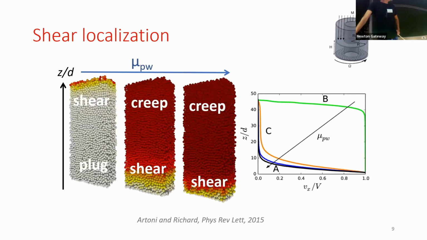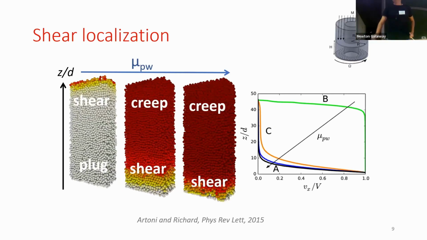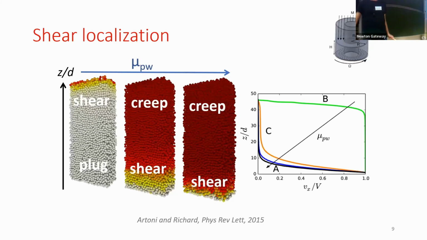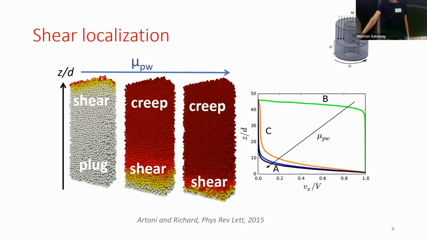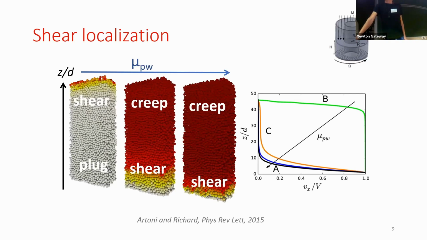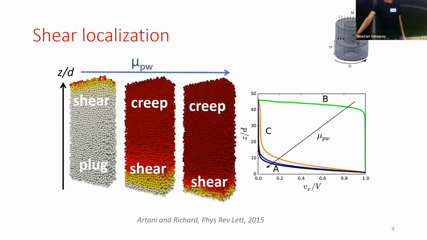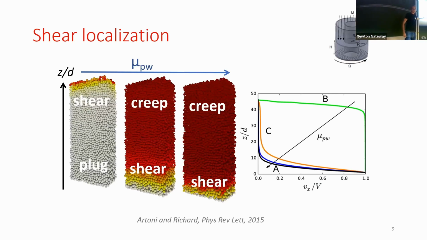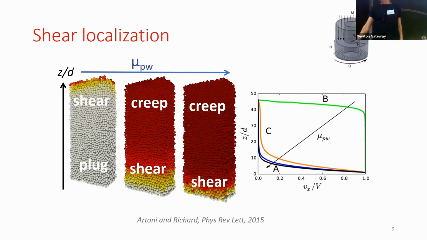you have a plug flow close to the bottom. Let me remind you that the bottom moves. And then you have a shear that is close to the top. It's the green curve on your right. And when you increase the friction coefficient, the shear localization completely changes from the top to the bottom. And then you have a quasi-static zone in this system.